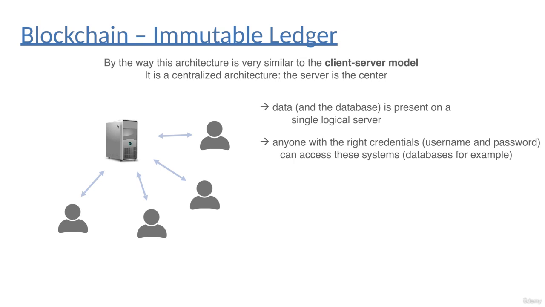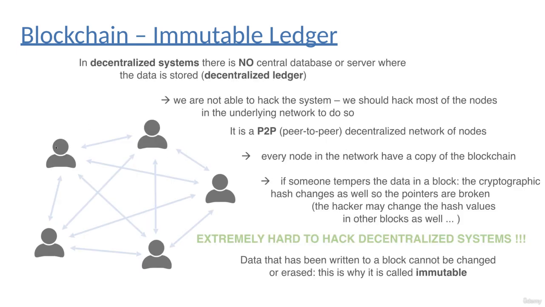What is the problem with this approach? The problem is that we have a centralized ledger, a single logical server, and of course if a hacker is able to hack into the single logical server, then it is possible to manipulate the transactions. So in this case, the hacker has to hack just a single logical server. What if we are dealing with a decentralized ledger, the so-called blockchain?